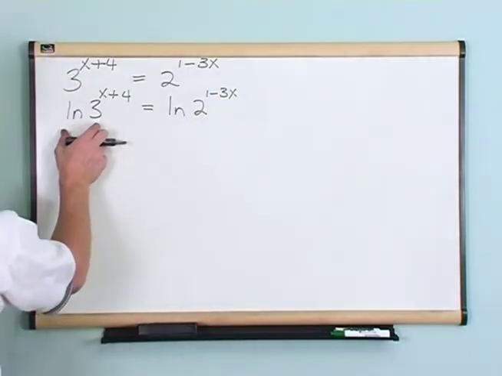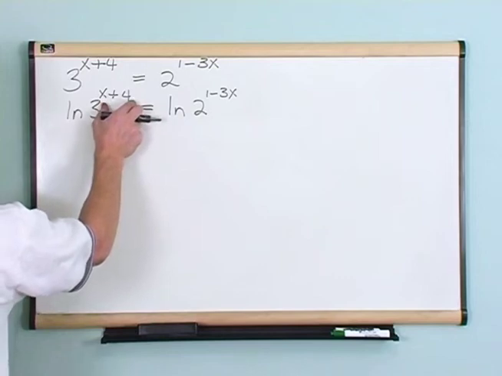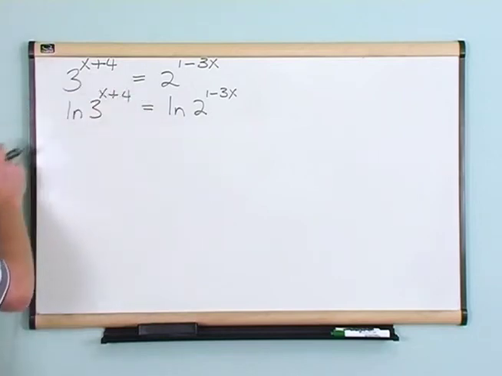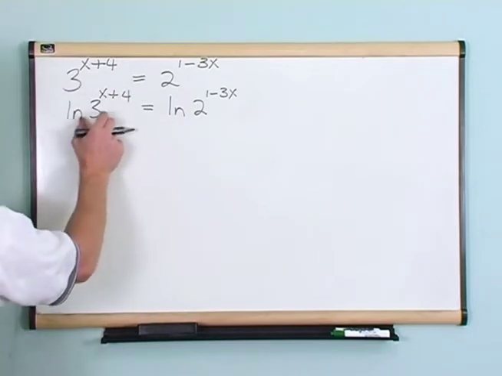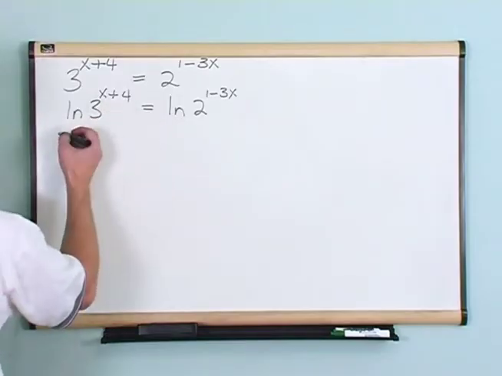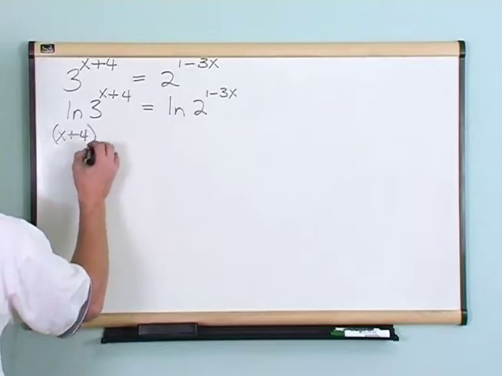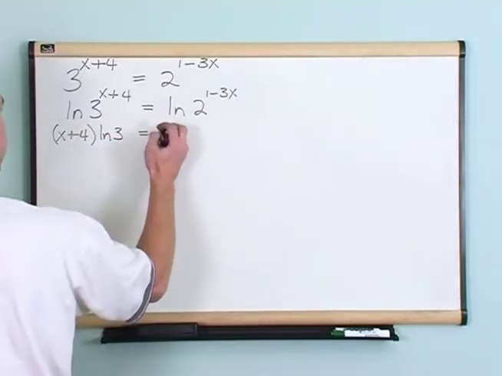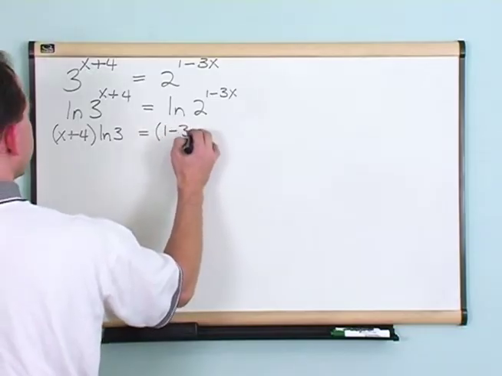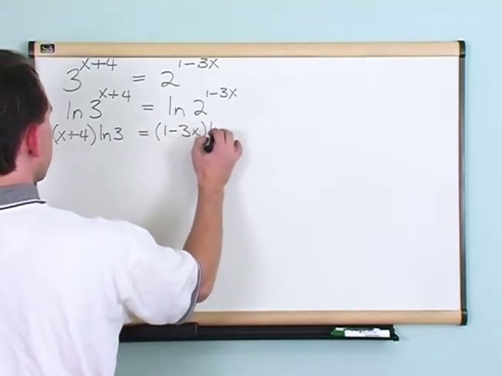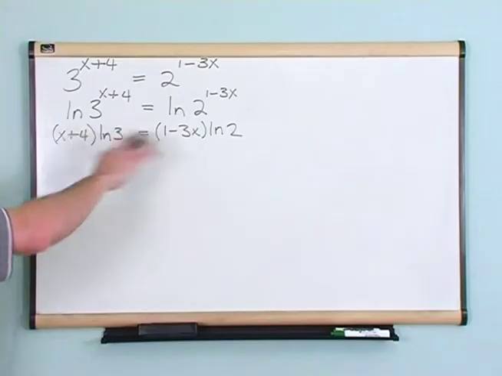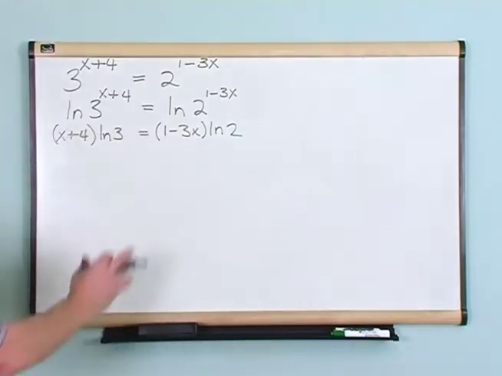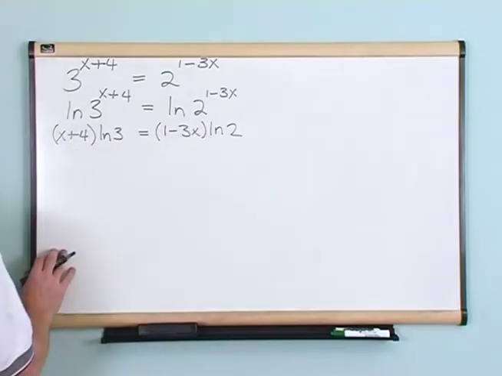Okay, continuing on, what this allows me to do is take this exponent and pull it out in the front, because remember from my property, when you have a log of something with an exponent, I can do that. So what I'll have is x plus 4 times natural log of 3 equals, and I'm going to do the same thing here, 1 minus 3x times natural log of 2. And that was the whole reason I did this with the natural log, to let me pull the exponent out.